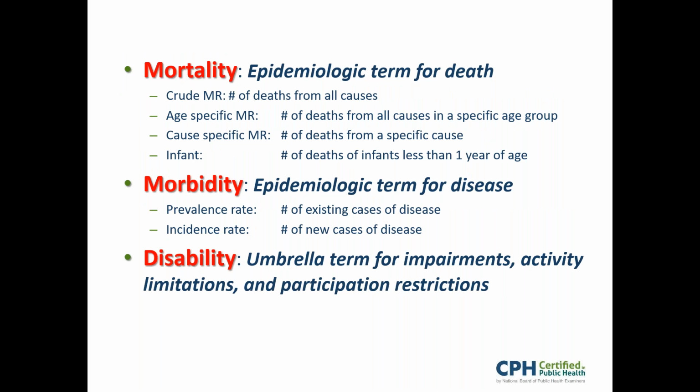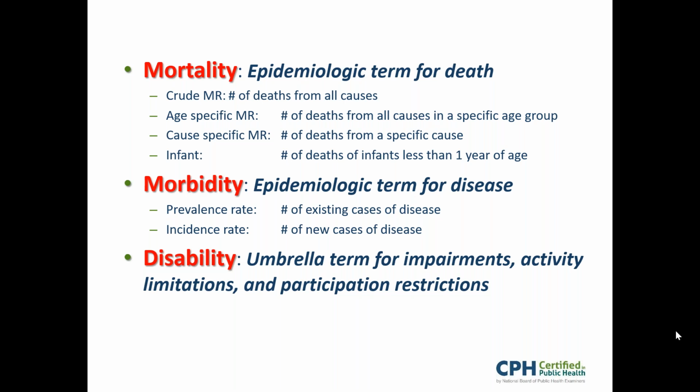So here we have some common terms that we use in epidemiology. So we have mortality, which is an epidemiologic term for death. And some measures that usually fall under mortality are crude mortality, which is the number of deaths from all causes. Also age-specific mortality, which is the number of deaths from all causes in a specific age group. Cause-specific mortality is just as it sounds, the number of deaths from a specific cause. And then infant mortality is the number of deaths of infants less than 1 year of age.